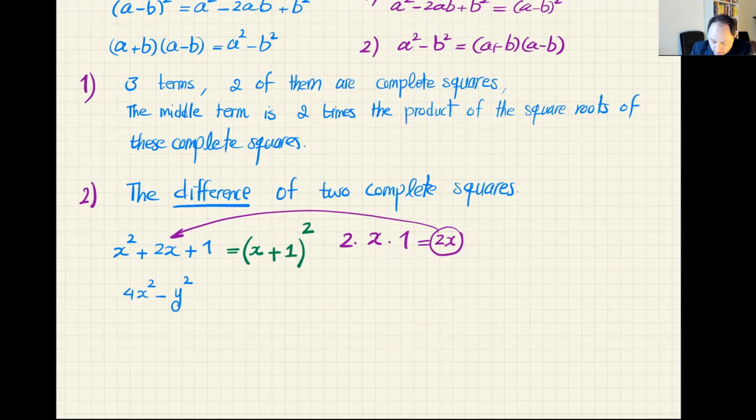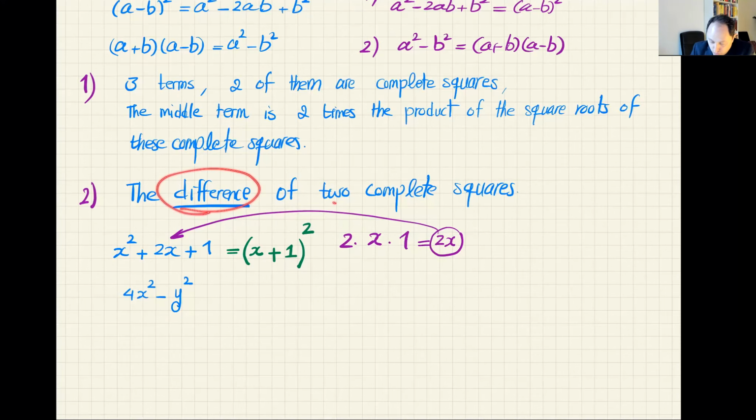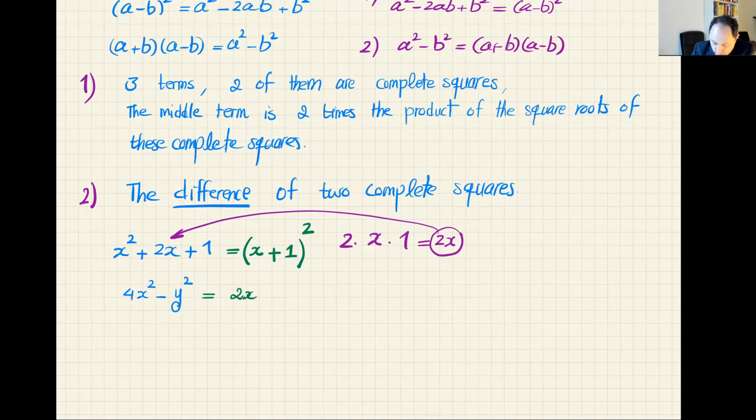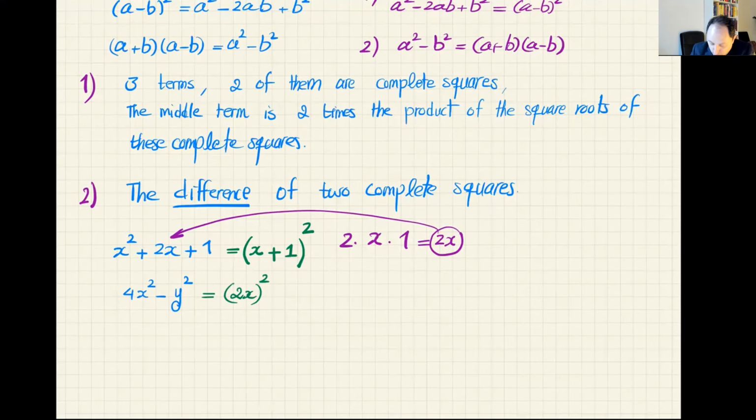First of all, you see that I have two terms, and then the difference of two complete squares. Yes, this is a difference, first of all. And 4x squared and y squared, both of them are complete squares. Why? If I want to write all the details, instead of 4x to the power of 2, I can write it in the form of 2x to the power 2, and then I have minus y to the power of 2.